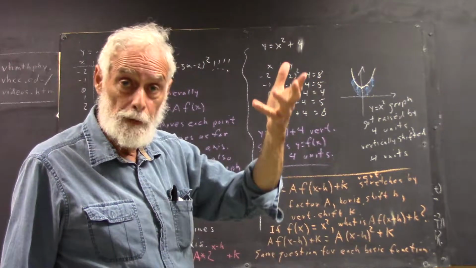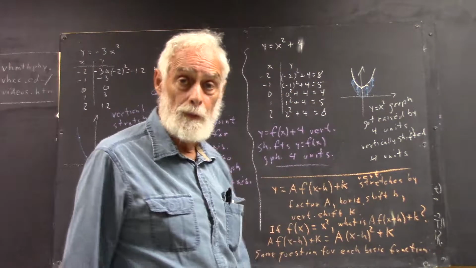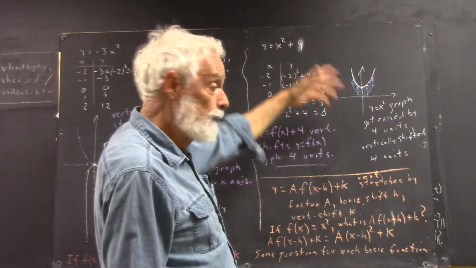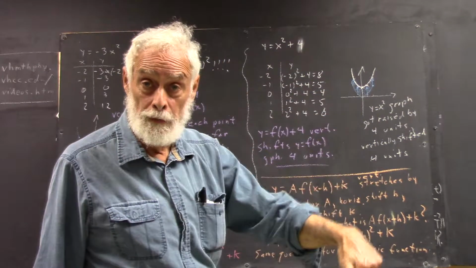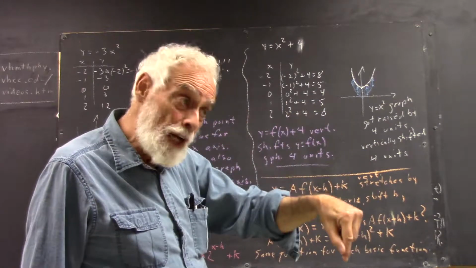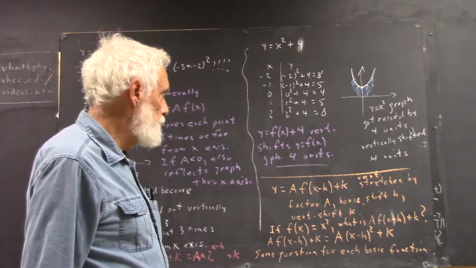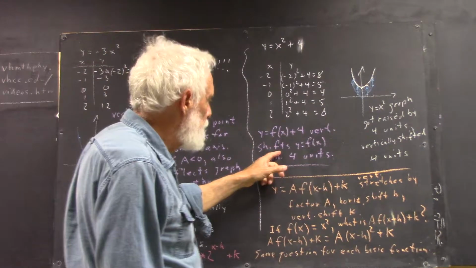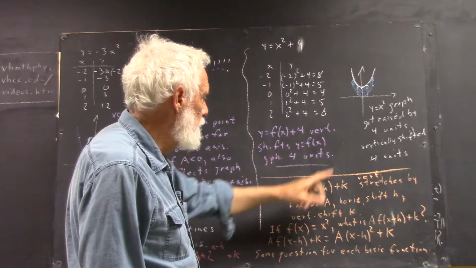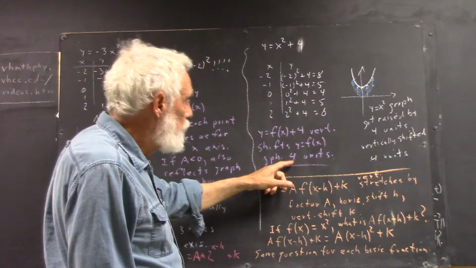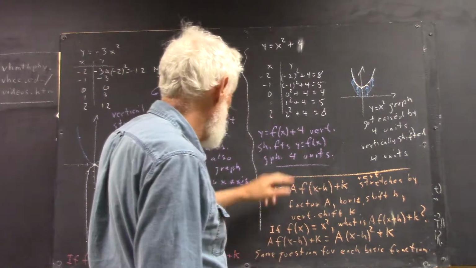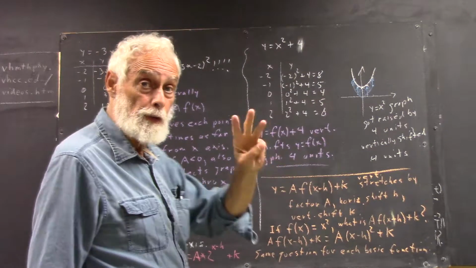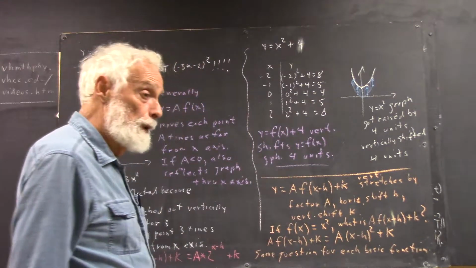It shifts everything vertically by whatever number we put in here. And if it was a -4, the vertical shift would be -4. Every point would go down 4 units. So I say y equals f of x plus 4 vertically shifts the y equals f of x graph 4 units. That's all there is to it. And those are the 3 main types of transformations.